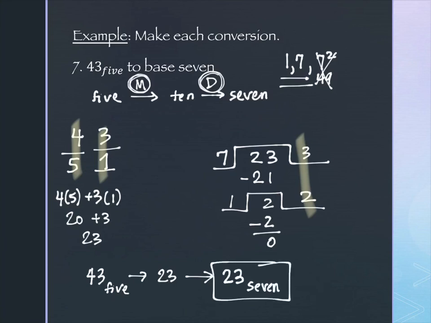Wait, isn't that 3, 2? Oh, I wrote it wrong. Oh, sorry. Okay. I just wrote it backwards. You're right. Sorry, 3, 2, base 7. Yes, it is, top to bottom. So sorry.